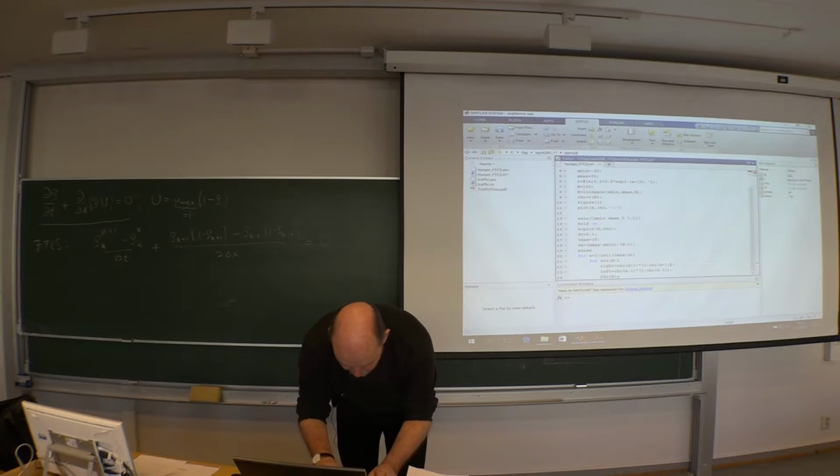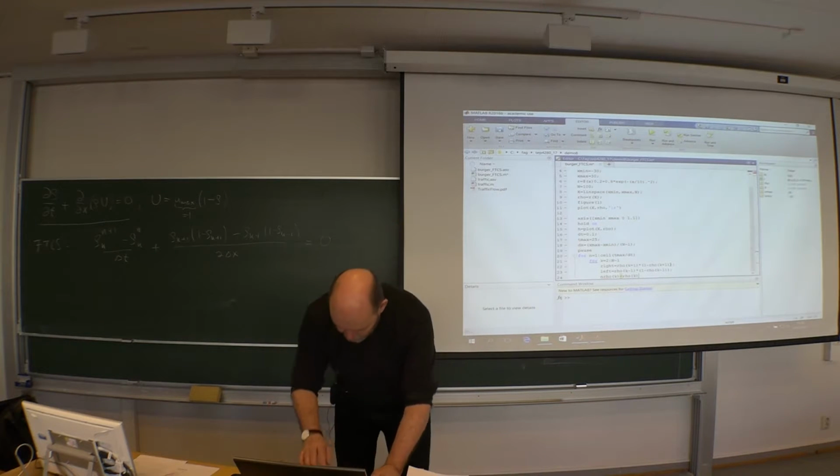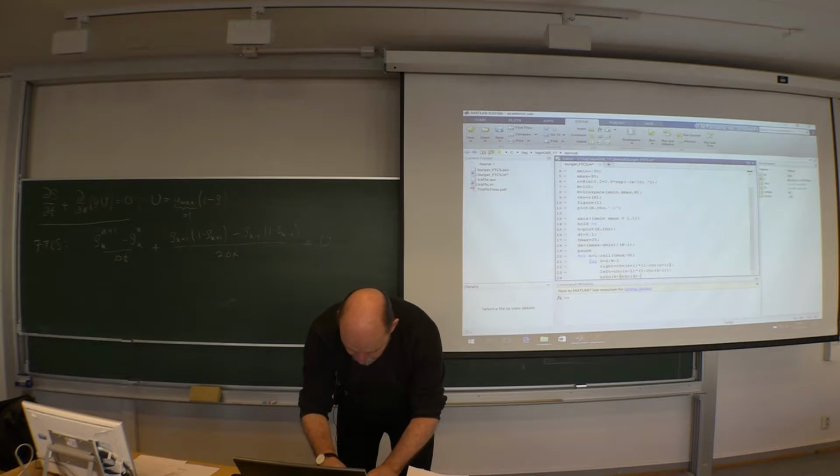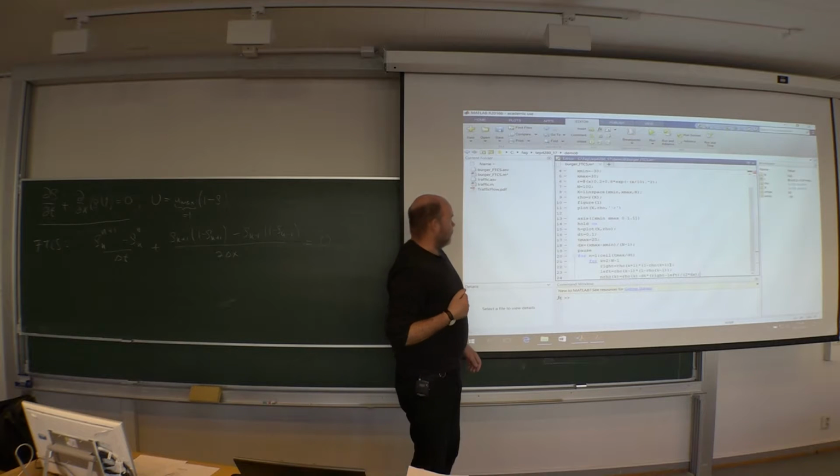So let's create a new row. Equals the old one. And then it should read something like minus delta t multiplied with, and then we have right minus left, and then divided by 2 times delta x. There he should be.